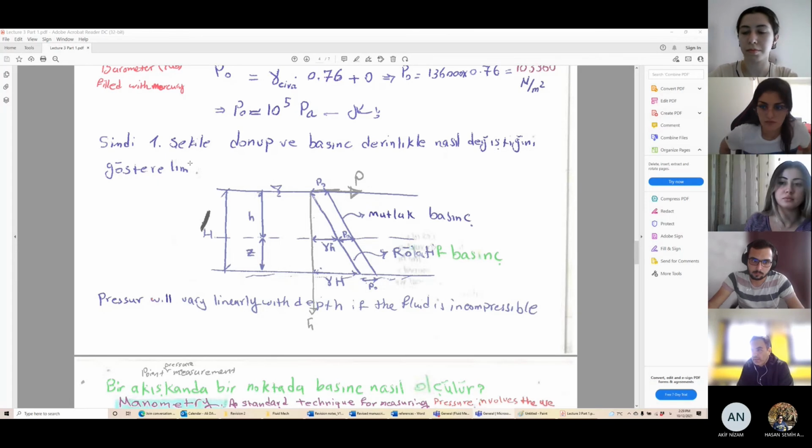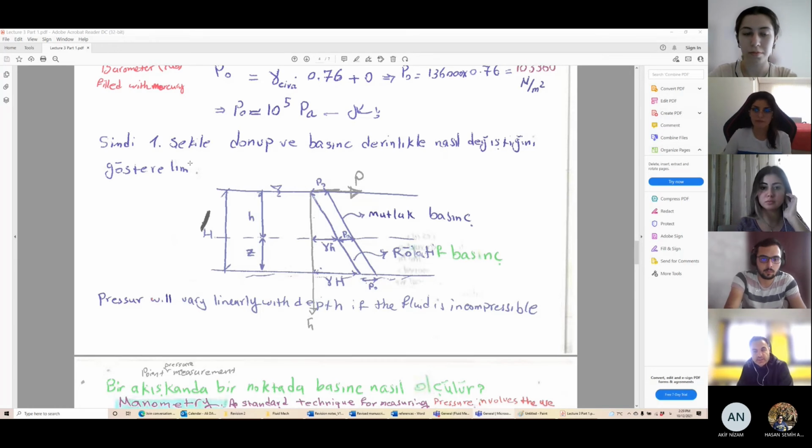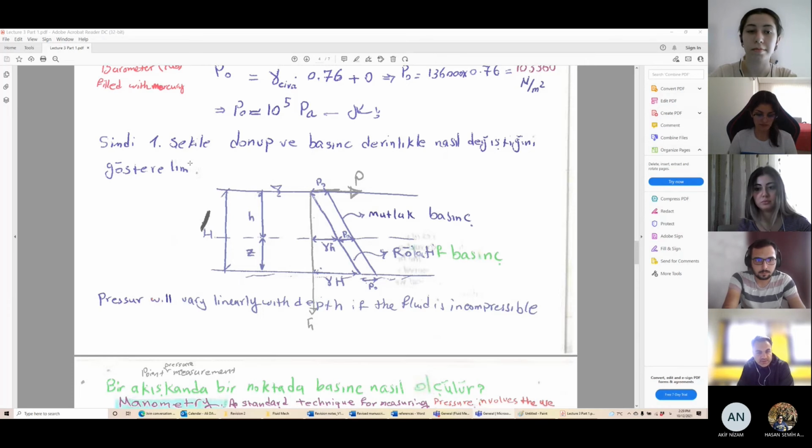So starting from this point, we can imply that pressure varies with depth, is a function of depth. And as we know that gamma is constant, therefore pressure varies linearly because P equals gamma times H. Gamma is constant. When H increases, pressure increases, or when H decreases, pressure will decrease, and this variation is linear.